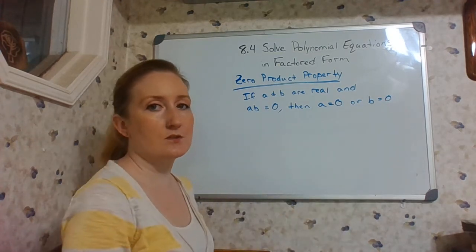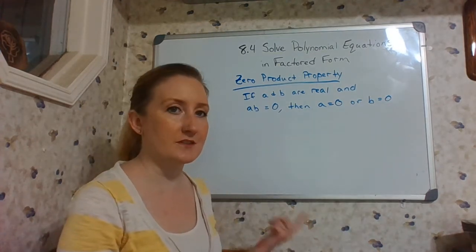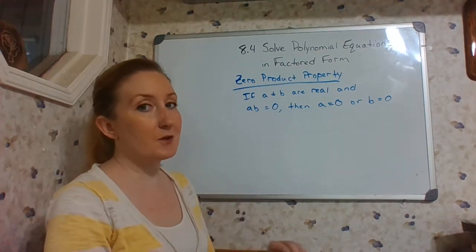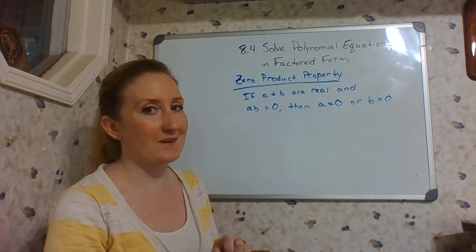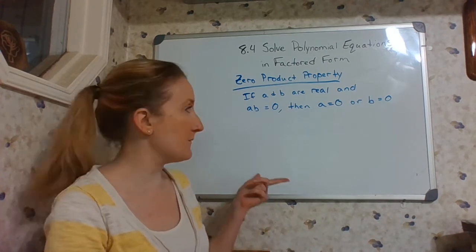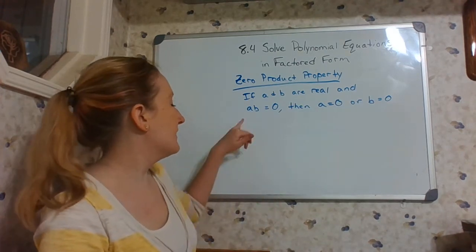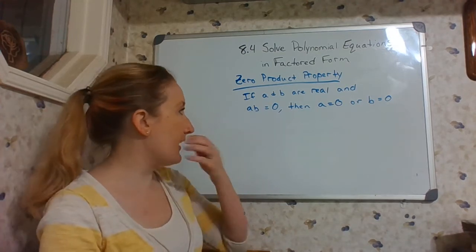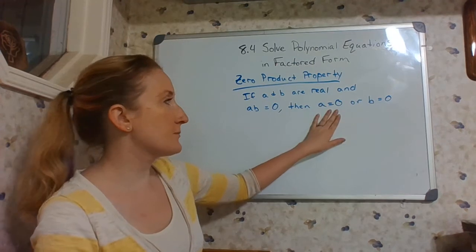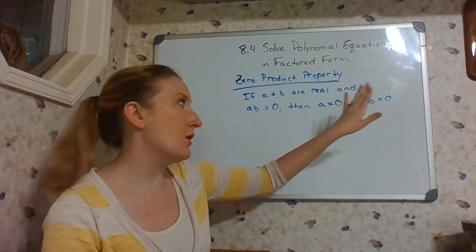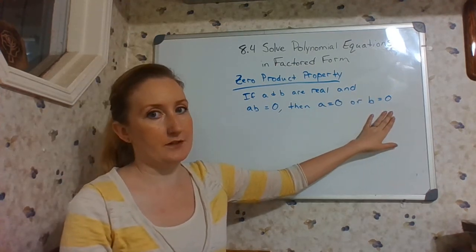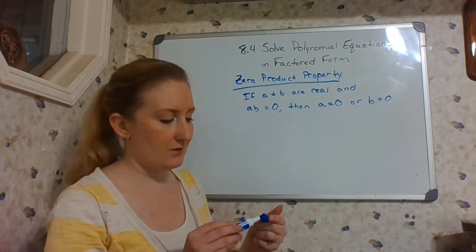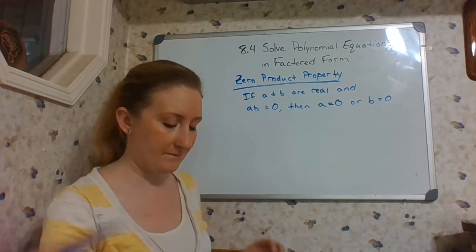And what we can do when it comes to polynomials in factored form is take the binomials that multiply together to make a polynomial and substitute them in for A and B. When we do that, we're finding out that either the first binomial is equal to 0 or the second binomial is equal to 0. So let's go ahead and do at least one example of that, okay?